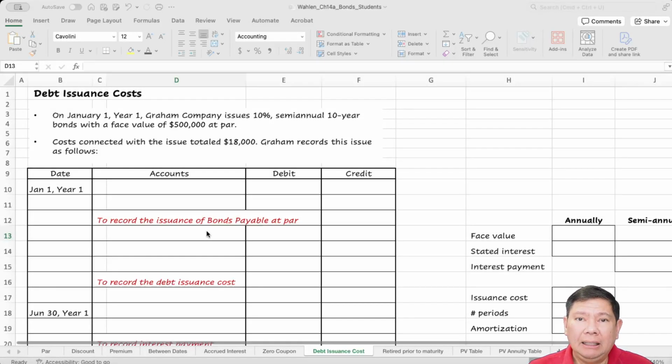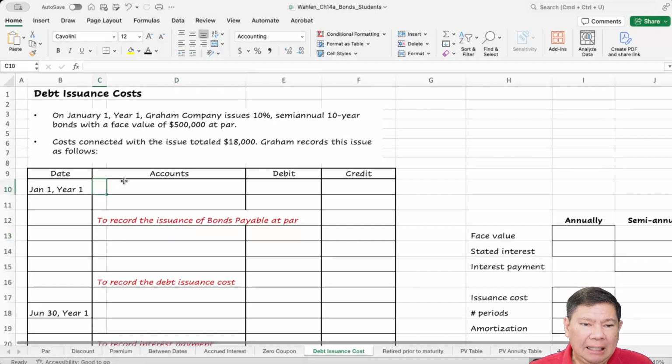Hello everyone. In this video, we're going to look at debt issuance costs that are associated with issuing the bonds. GAAP requires us to amortize these costs, whether using the straight line method or the effective method, and recognize expense with that amortization. So this cost will reduce the amount of money that we receive from the bonds issuance.